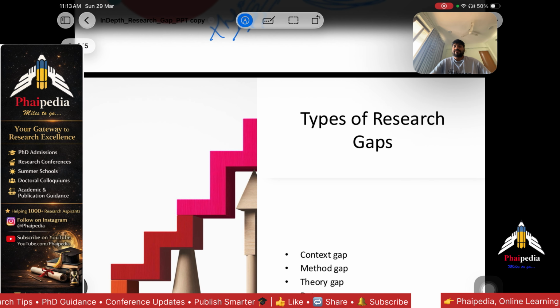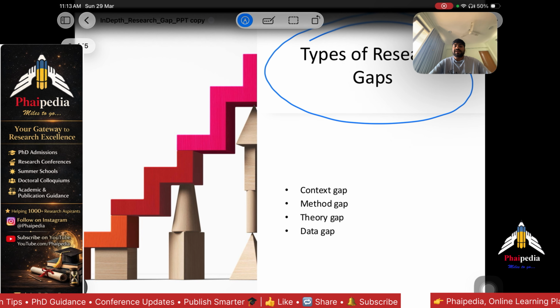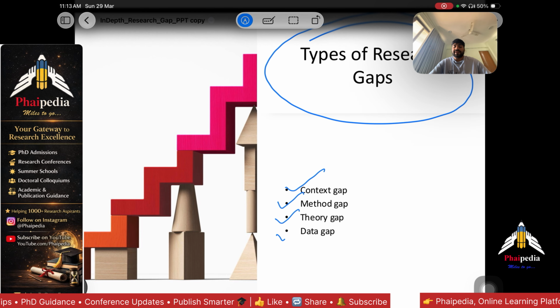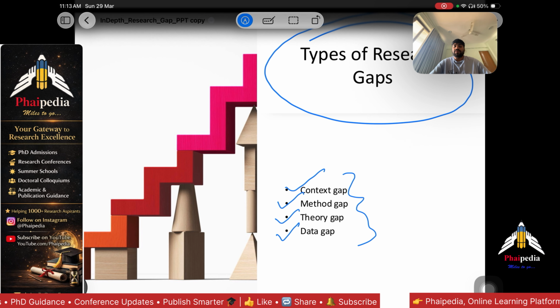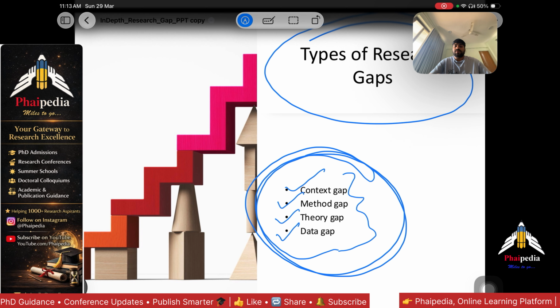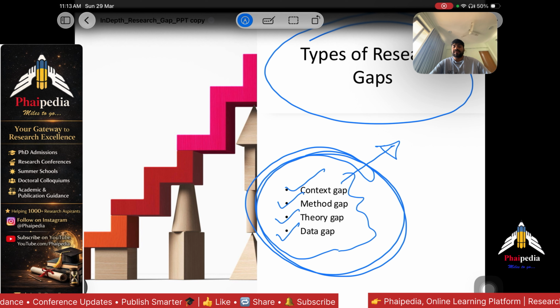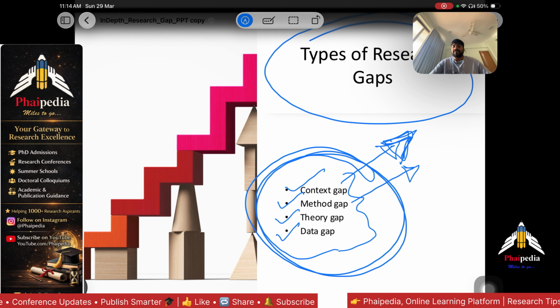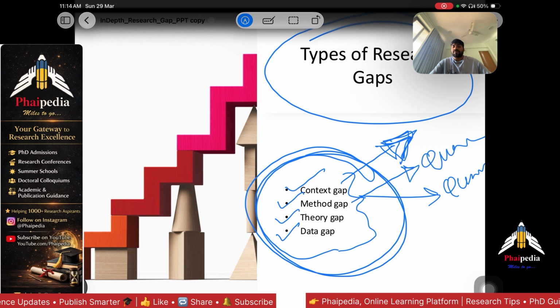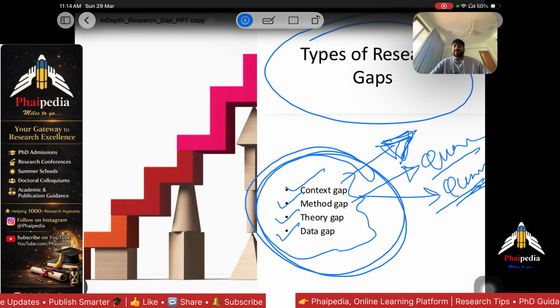So types of research gap: context gap, method gap, theory gap, data gap. By reading the whole article you will know which gap that paper has found, like the context gap, the topic related to that, or the method. If they have used the qualitative method, then we can do the research by testing their framework quantitatively. So this can be the research.